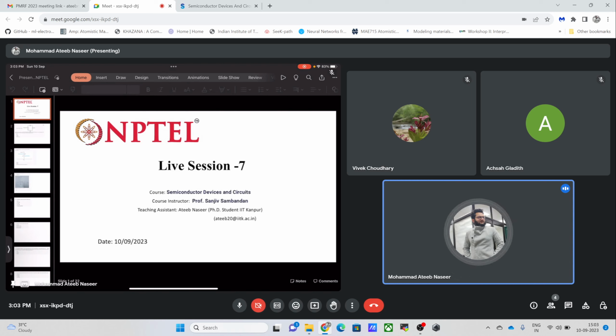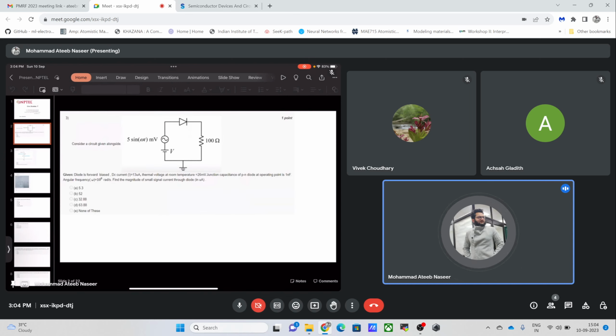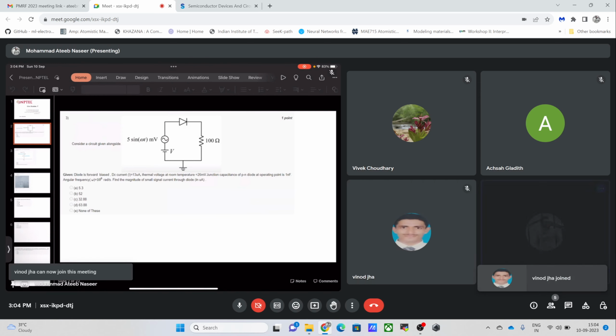Since some of you have joined, let's start the session, which is our seventh live session. Today we will be solving the problems related to the PN junction. Previously we had solved one or two problems regarding this PN junction, but today we will go further into these PN junction problems.